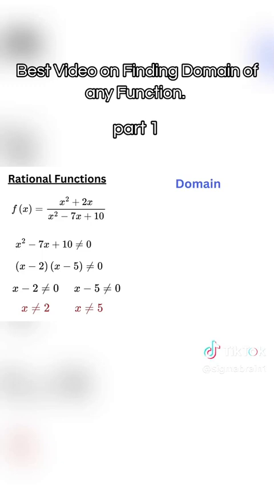Therefore, the domain of this rational function is all real numbers except 2 and 5. From this, the domain can be written in interval notation as negative infinity to 2 union 2 to 5 union 5 to positive infinity.